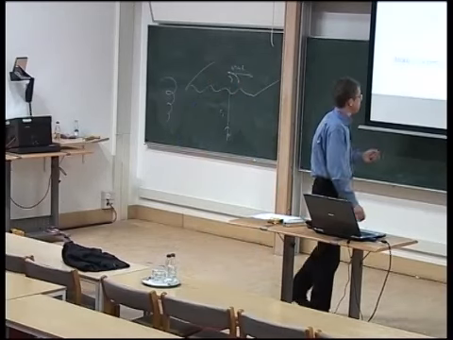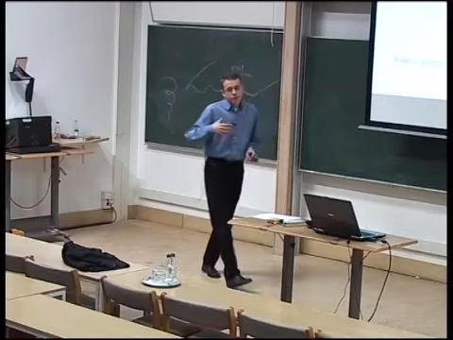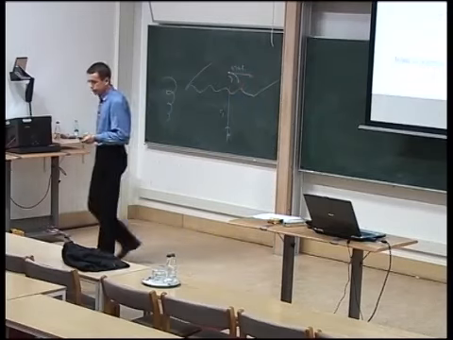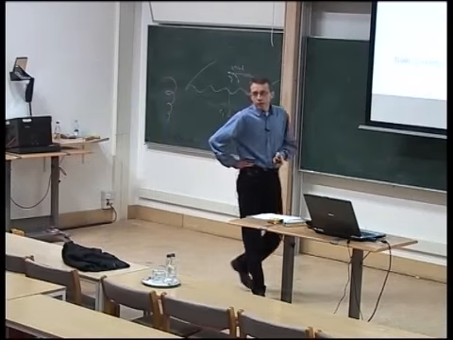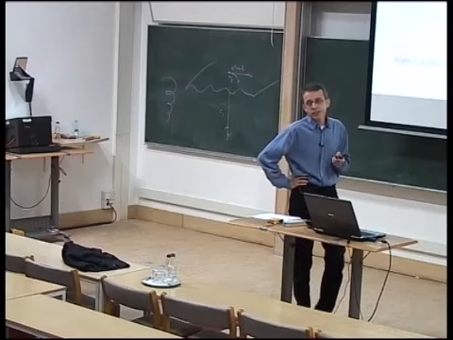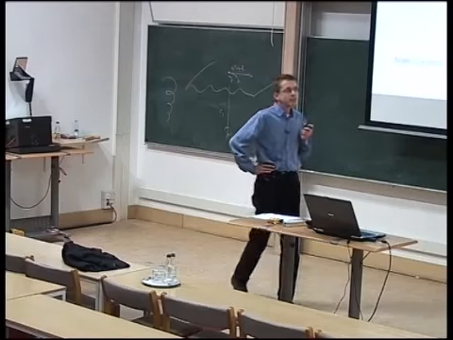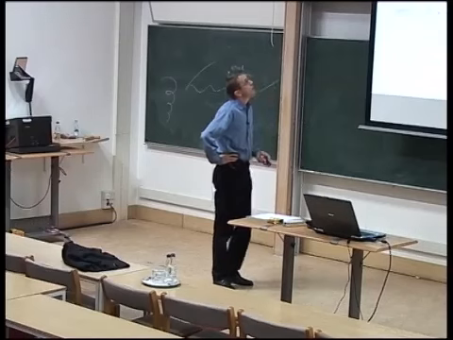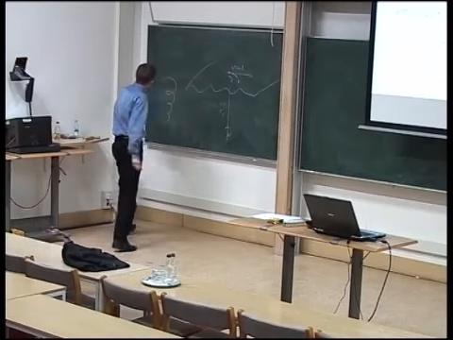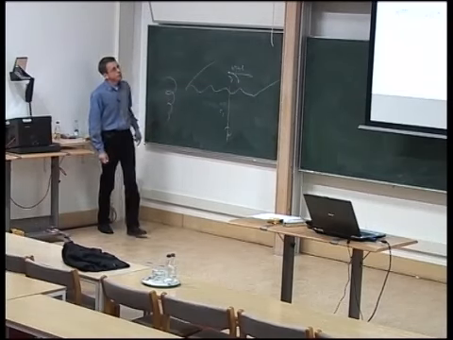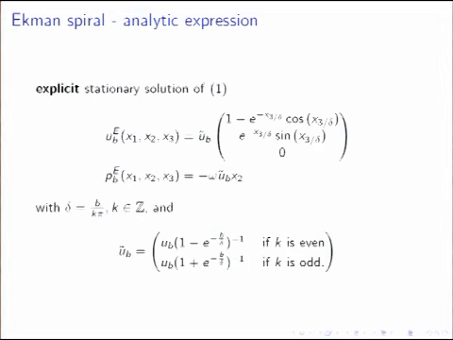Okay, so this is the phenomenological description. What is nice about it is that you can really solve this or make an analytic description out of it. Namely, these are the so-called Ekman spiral. This is exactly what I described here before, and these are the explicit stationary solutions of the 3D Navier-Stokes with Coriolis force.